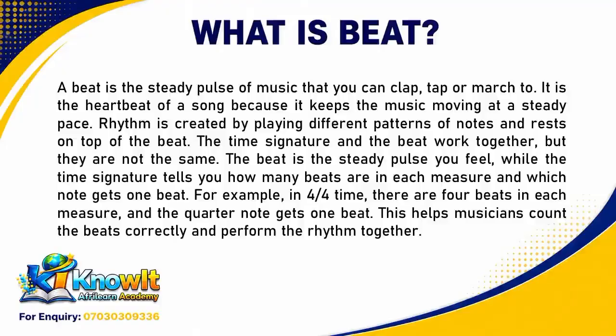Now, the time signature and the beat actually work together, but they are not the same. The beat is the steady pulse for you to feel. The time signature tells you how many beats are in each measure and which notes get 1 beat. For instance, where you have 4/4 time, it means there are 4 beats in each measure, and the quarter note, which is the crotchet, gets 1 beat count. This helps the musician count the beats correctly and perform the rhythm together.